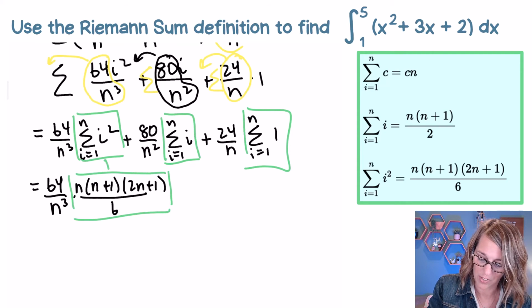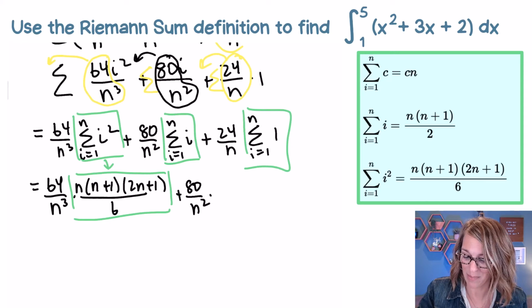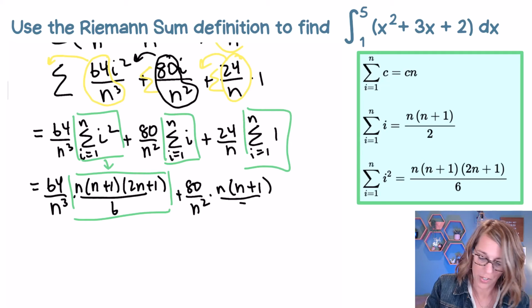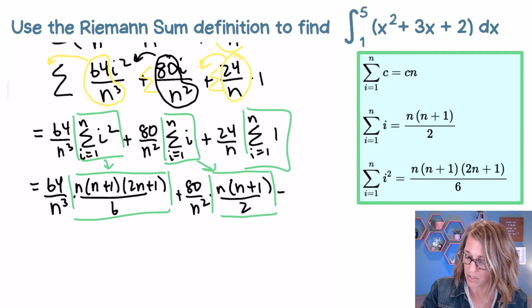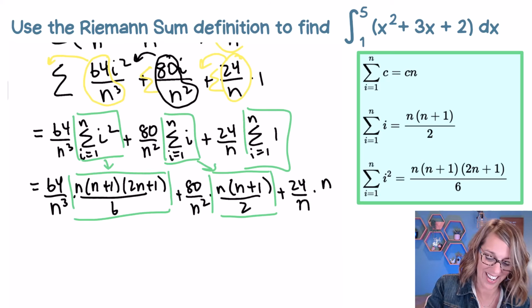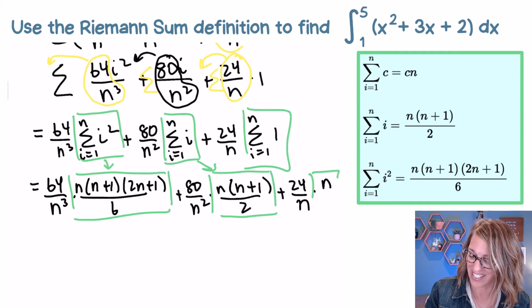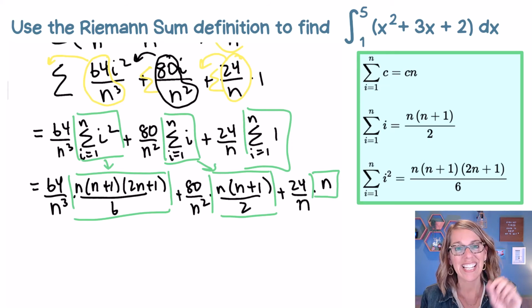So that replaces that first summation, plus 80 over n squared. The second sum can be replaced with its formula, which is n plus 1, all over 2. I'm going to put a box around that so that you can see that this is my summation formula. And then finally, the plus 24 over n. I'm adding that one n times, so that turns out to be an n, and that replaces the last summation. Let's go ahead and simplify what we can simplify and then get to that limit.